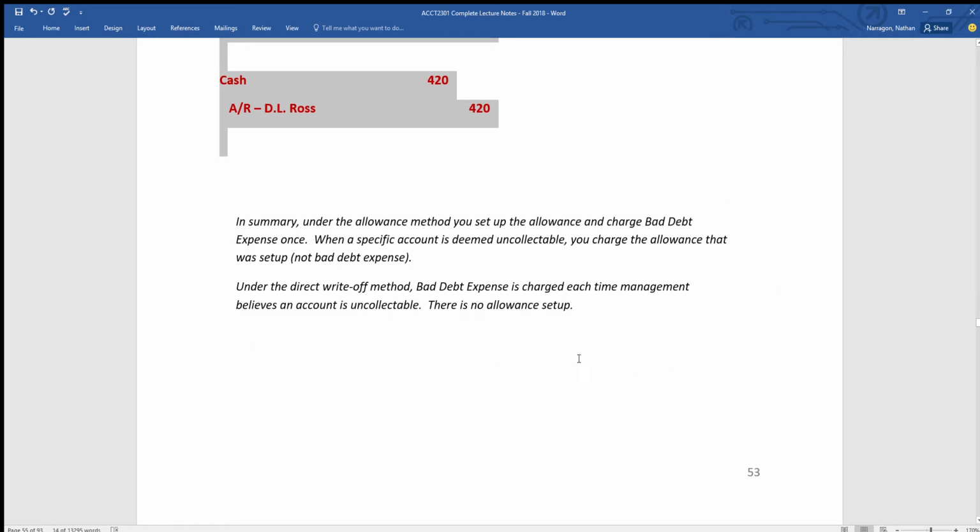But again, under the allowance method, we only charge bad debt expense once. It's only when we set up the allowance. After that, everything runs through the allowance account. Under direct write-off, bad debt expense is the one that gets charged every time an account is uncollectible. There is no allowance. So watch out on the methods. Allowance method, you should automatically know, has allowance for doubtful accounts. If it's direct write-off, it's directly to bad debt expense.